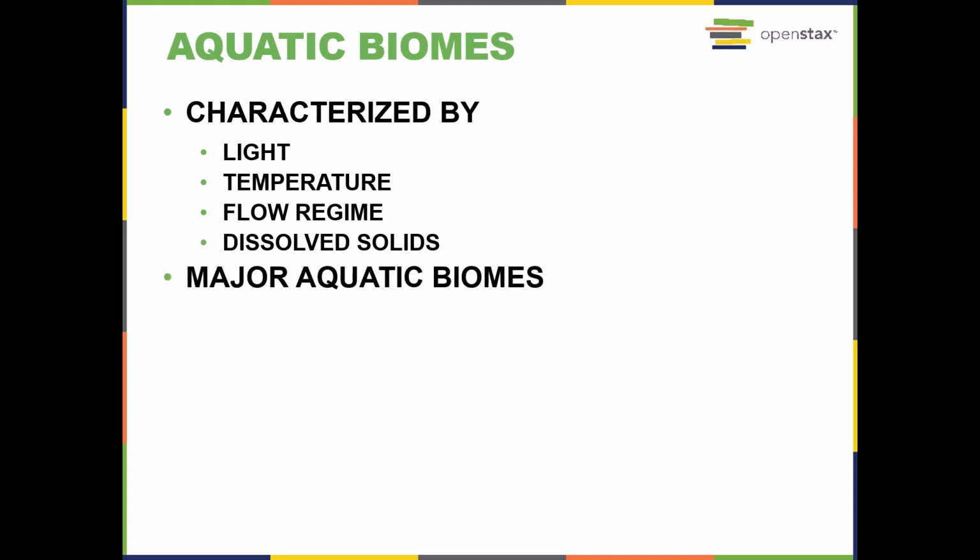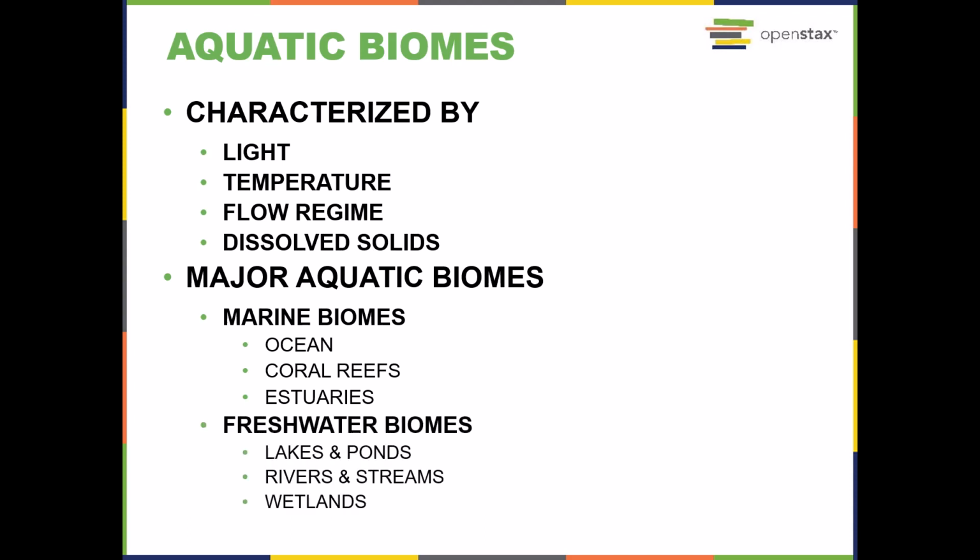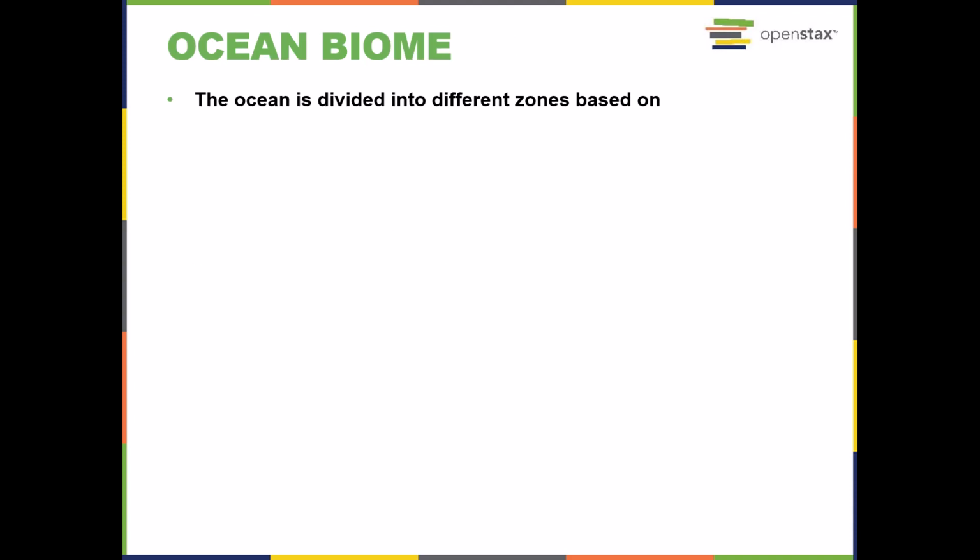Some of the major aquatic biomes, we have the marine biomes, which are represented by ocean, coral reefs, and estuaries. And then we have freshwater biomes, lakes, ponds, rivers, streams, and wetlands. Let's take a look at the ocean biome.